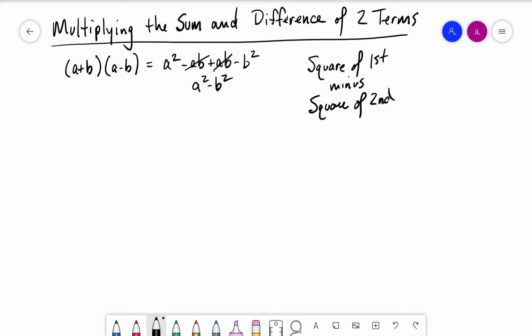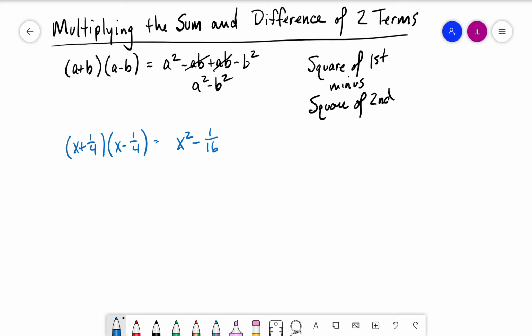Let's look at another example here. Let's look at a couple problems maybe. Let's look at something where we have fractions. We like our fractions. Let's say we have x plus 1/4 times x minus 1/4. Well, if we look at this, the square of the first one is x squared. The square of the second one, 1/4 times 1/4, is 1/16. So basically, that's our answer.